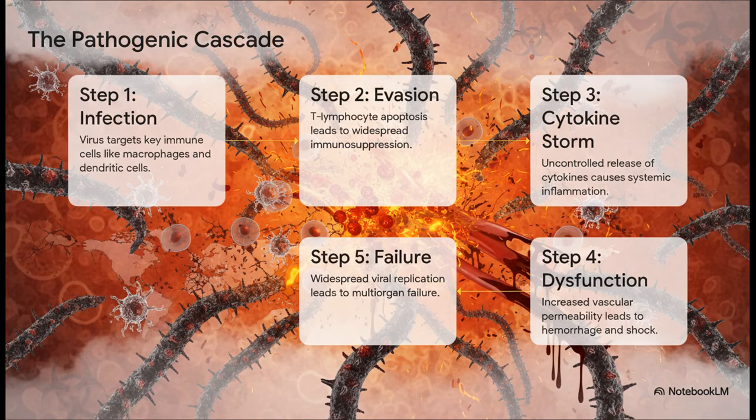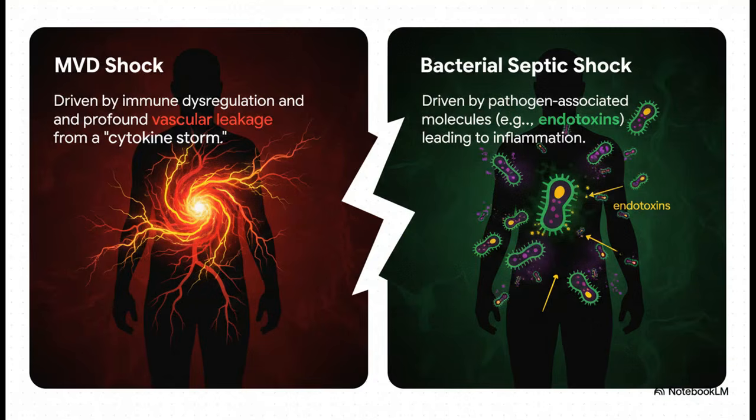But then, the immune response that is mounted becomes completely dysregulated, triggering a cytokine storm, this massive, uncontrolled release of pro-inflammatory signals. That's what causes the systemic inflammation, damages the blood vessels, and leads to the hemorrhage, shock, and ultimately multi-organ failure.